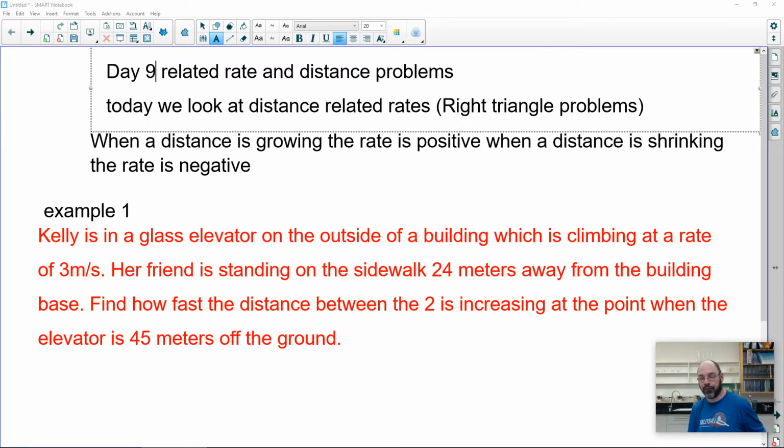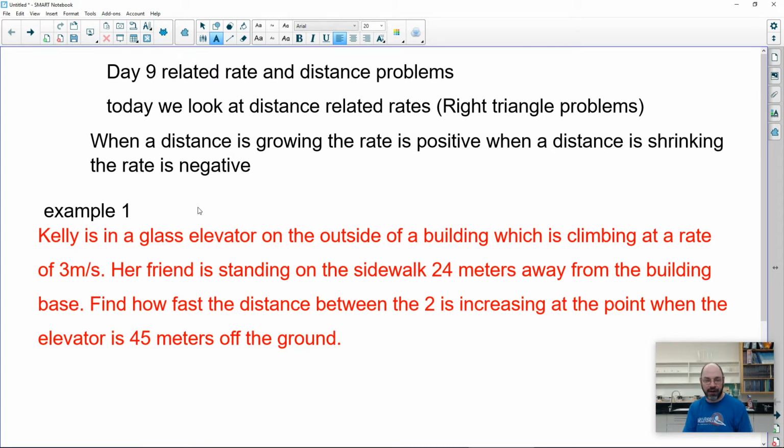Today is our ninth day. Yesterday we did cone problems, and we did some practice on them. So you had a work period day.